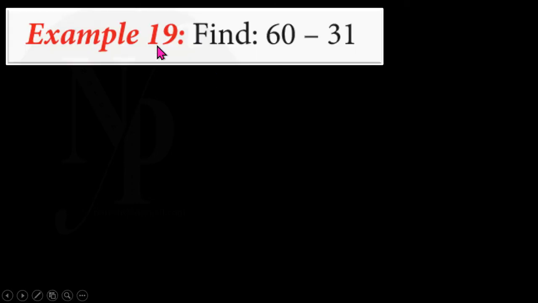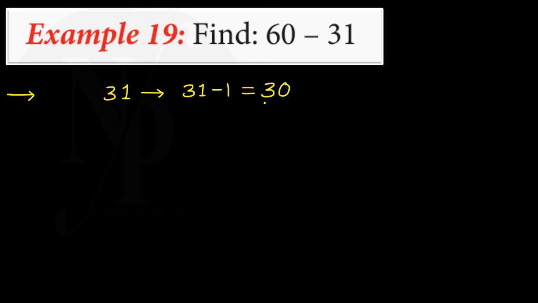Example number 19, find 60 minus 31. So how can this be done using subtraction strategies? Solution. If you look at the number 31, 31 can be made a multiple of 10 as 30, isn't it? So how do we change this? Let us make it 31 minus 1, which is equal to 30. If you make it 30, subtraction will be easier.